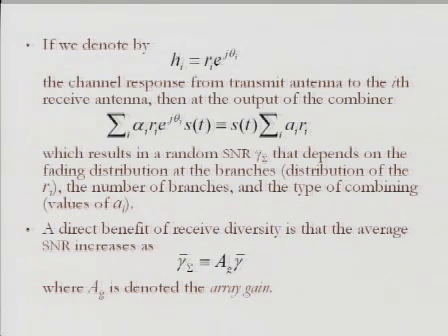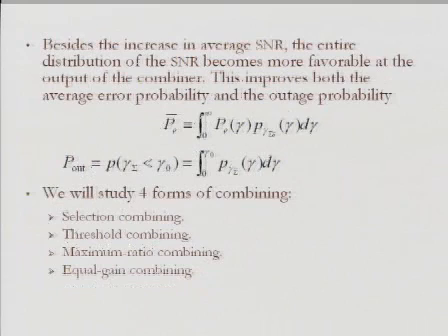Now, a direct benefit of receive diversity is that the average SNR increases. So the average of gamma sigma is going to be the average of one of the antennas, gamma bar, times some number bigger than 1, which is the array gain. So this is always going to be bigger than 1, and so the average SNR is always going to increase thanks to the diversity. So that's the first benefit. And more generally, not only does the average SNR improve, but the whole distribution improves. So the worst cases, for example, improve.